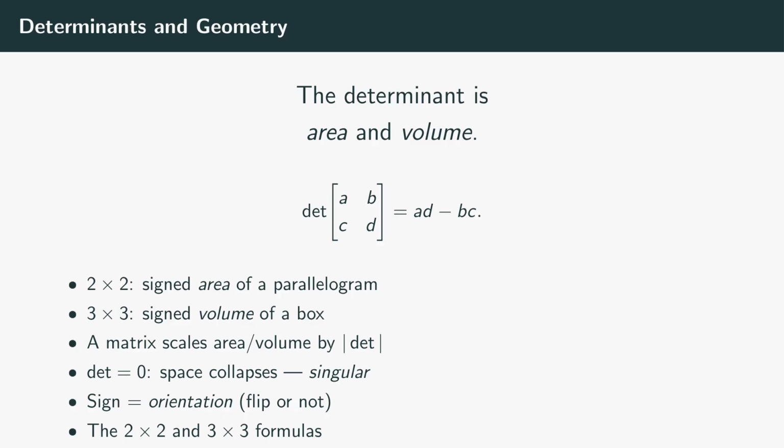That one idea explains the determinant's whole reputation. When it is 0, space has collapsed and the matrix cannot be inverted. When it is negative, orientation has flipped, like a mirror. Today, we build the determinant straight out of area and volume, derive the 2x2 and 3x3 formulas as the natural consequence, and read invertibility and orientation right off the geometry.